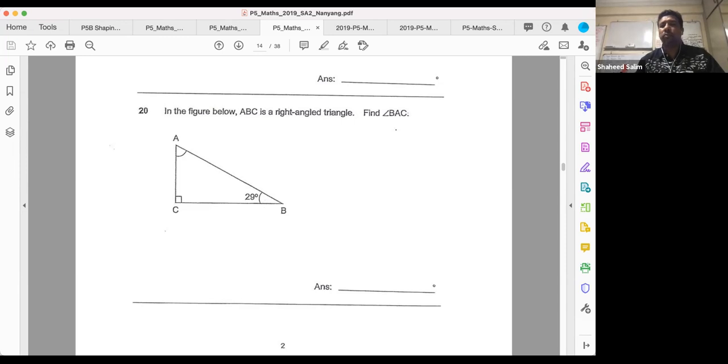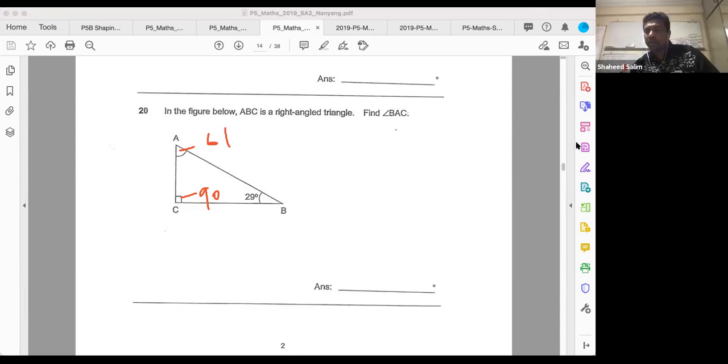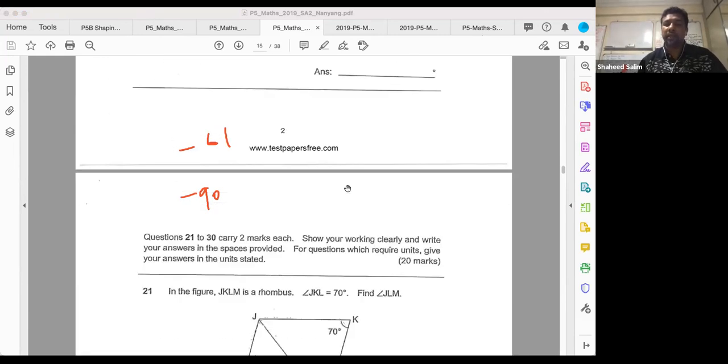180 minus these two. Putra, 180 minus 90 gets 90. 90 minus 29, you will get 61 here. Yes, you said the answer. Let us see now. 61, Farish 61, Putra 61, Shalina 61. Well done. It's quite easy.